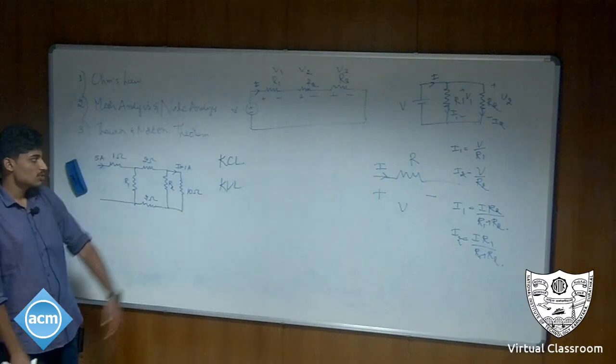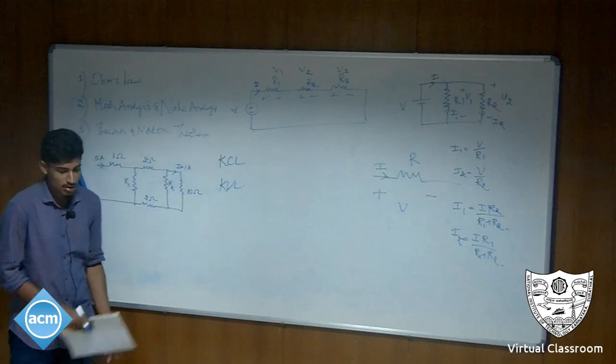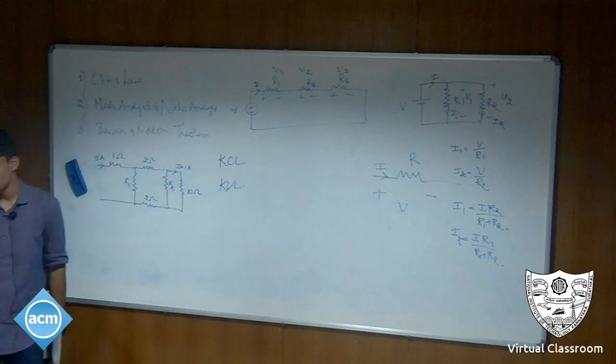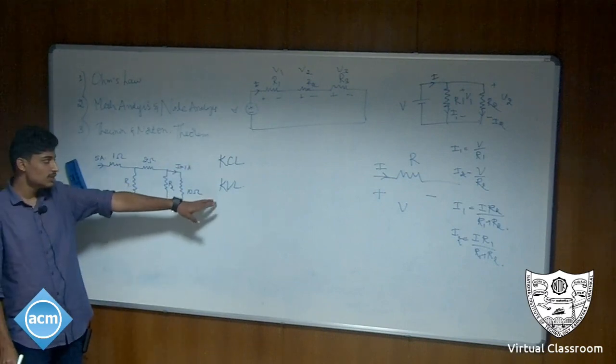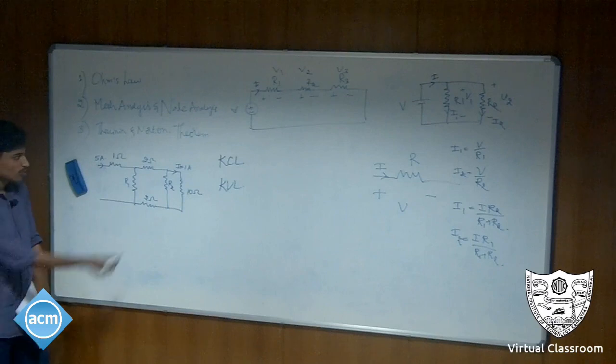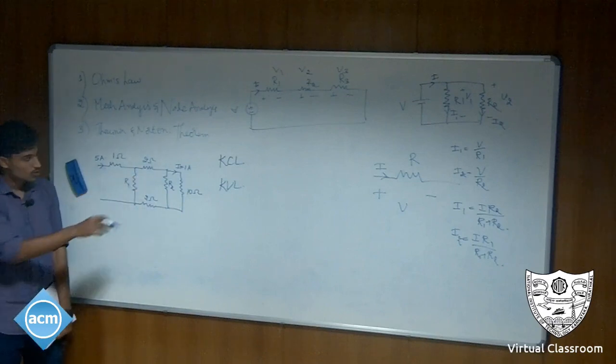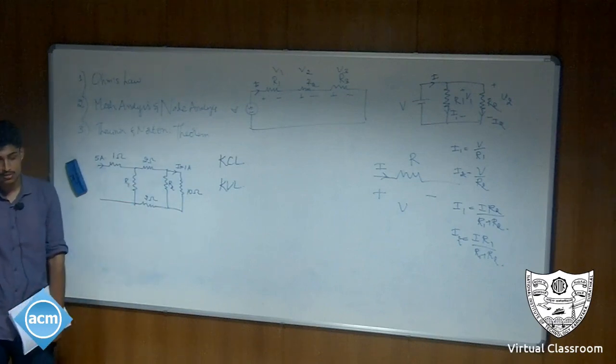What Kirchhoff's current law says is that at a given node, the sum of all the currents entering and leaving the node should be equal to zero. That is your KCL. KVL says we can take a mesh, and if you move from one point back to the same point, the total sum of voltages across the path will be zero.